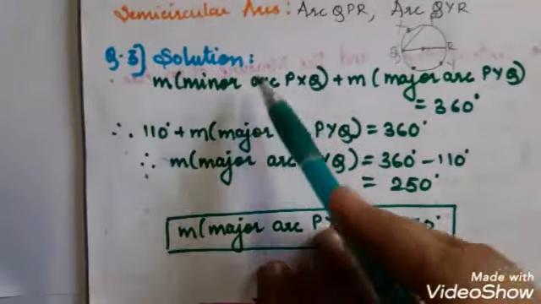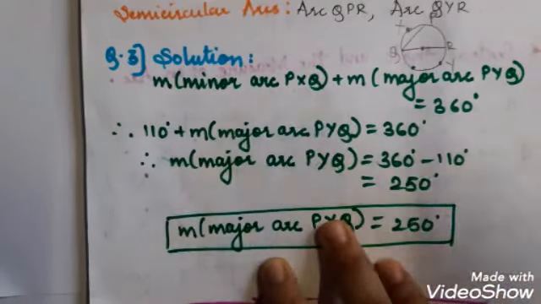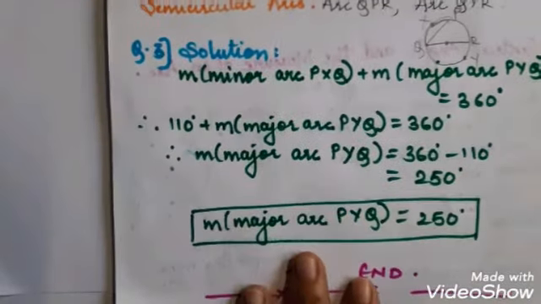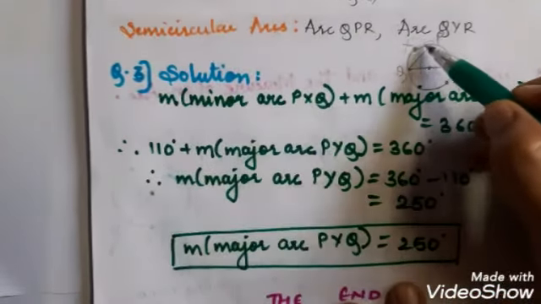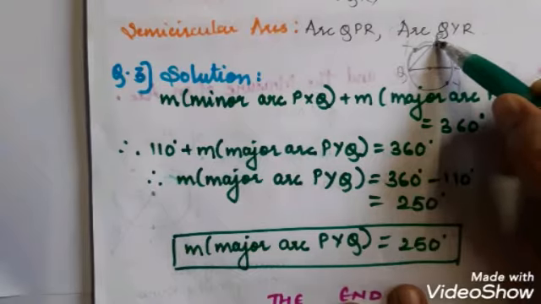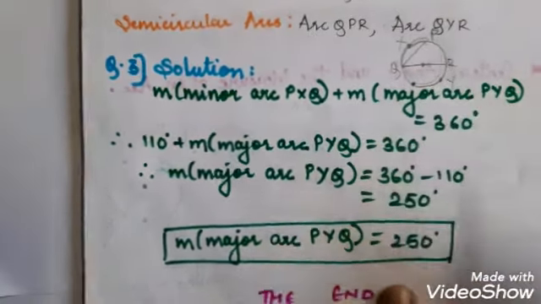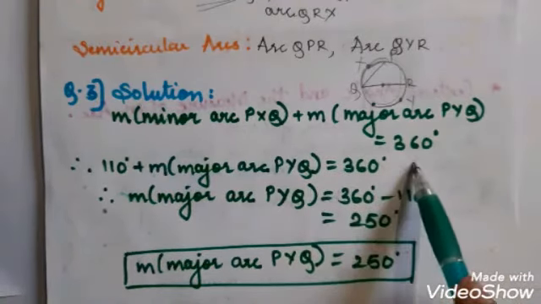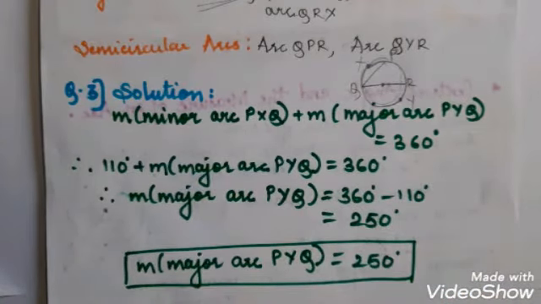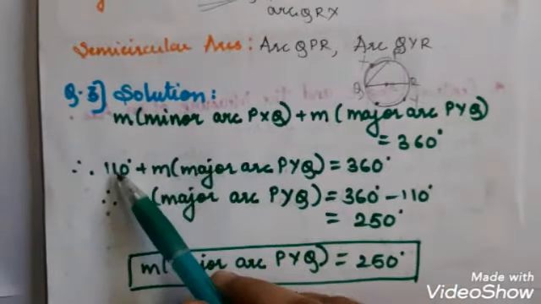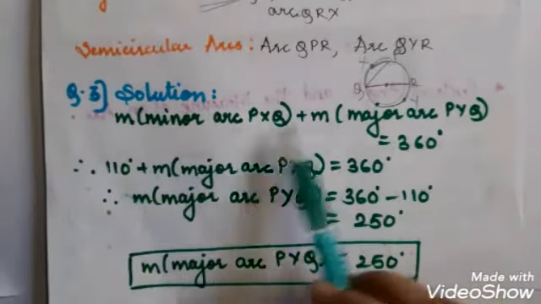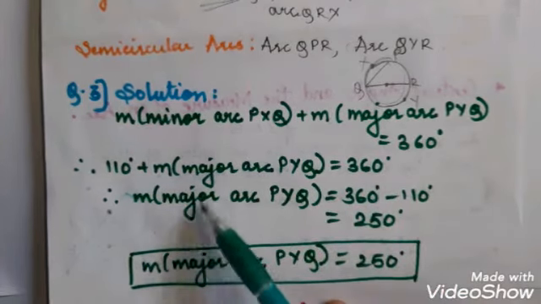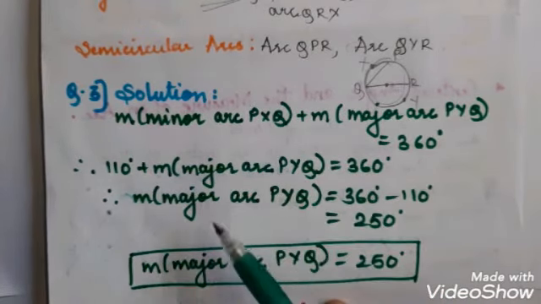Now I can take PXQ as a minor arc. Okay, PXQ is a minor arc. So measure of minor arc is given to me as 110 and I have to find the measure of major arc PYQ. So measure of minor arc plus measure of major arc PYQ is equal to 360 degrees. Now the measure of minor arc is 110, and the measure of major arc PYQ we have to find.